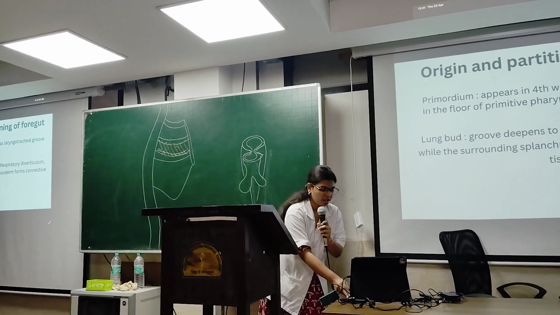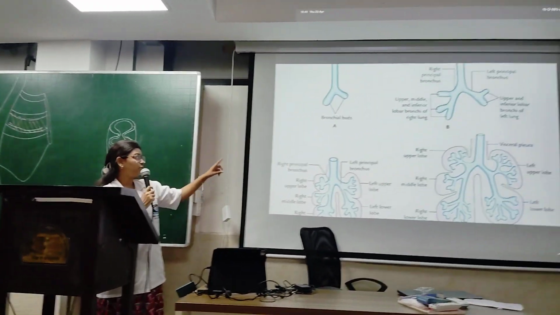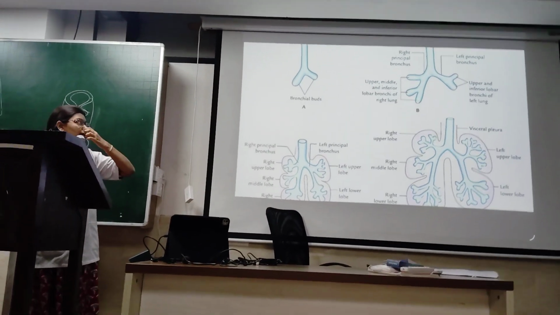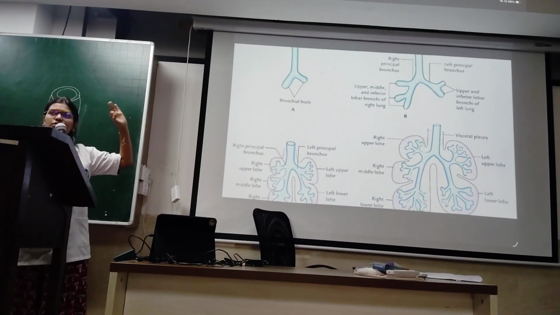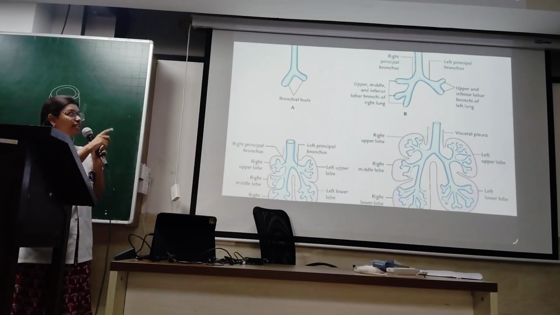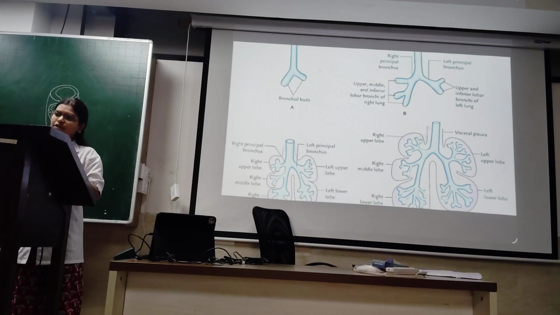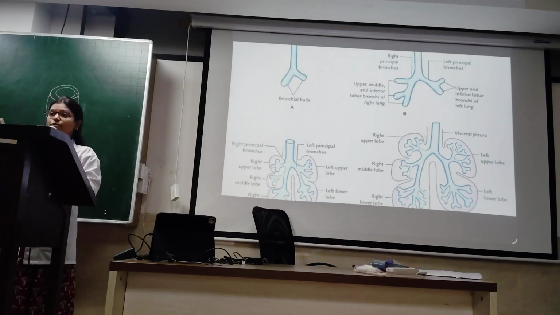These two lung buds further divide into the right and left bronchi. The right principal bronchus forms three lobar bronchi, and the left principal bronchus forms two lobar bronchi. Further, in the 7th week of intrauterine life, these lobar bronchi split to form the 10 segmental bronchi, which correspond to the 10 bronchopulmonary segments.